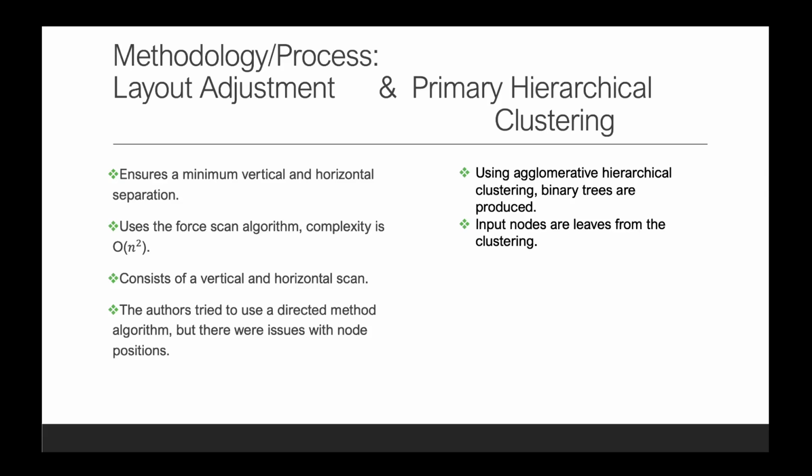Layout adjustment. It ensures a minimum vertical and horizontal separation. It uses the four-scan algorithm and the complexity is big O of n squared. Nodes are sorted into two lists, one ordered by the x coordinate and the other by the y coordinate. The algorithm consists of a horizontal scan followed by a vertical scan.